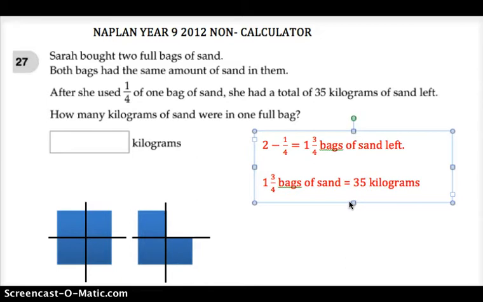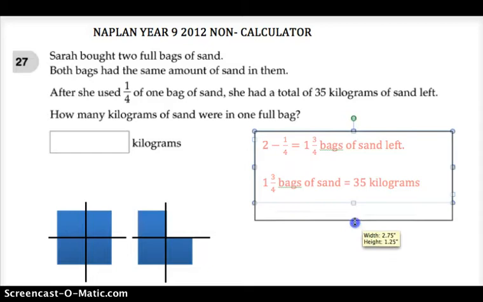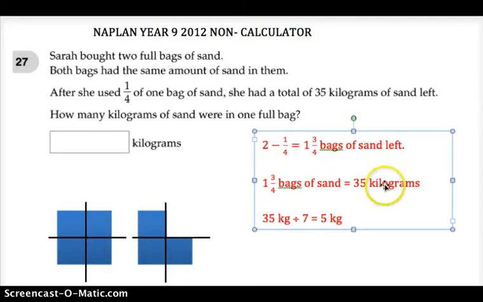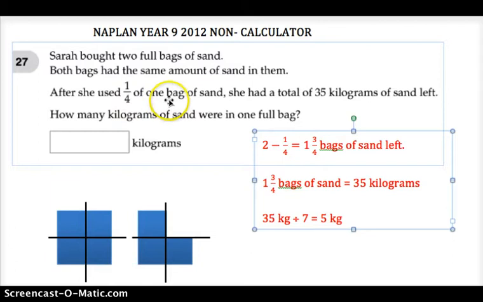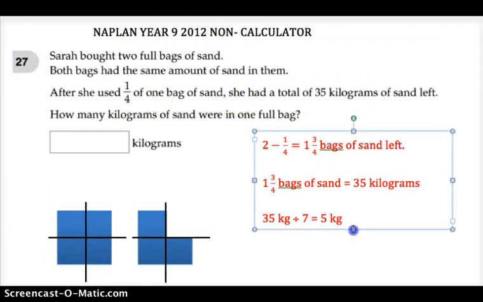So we're trying to work out how many kilograms of sand were in 1 full bag. So if 1 3/4 bags of sand equals 35 kilograms, and I'm representing the sand here with 1, 2, 3, 4, 5, 6, 7 quarters, basically, then we can just work out what 1/4 of the bag is. So 35 divided by 7 is 5 kilos. So each of these quarters is 5 kilos, and we can check that. 5, 10, 15, 20, 25, 30, 35. Yes, after using 1/4 of one bag of sand, there is a total of 35 kilograms left.